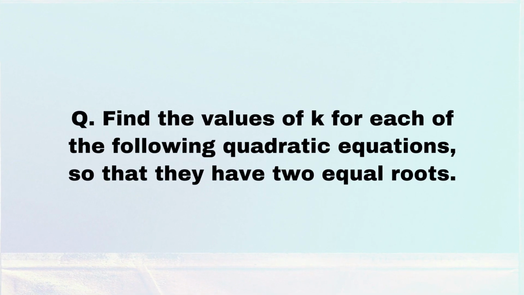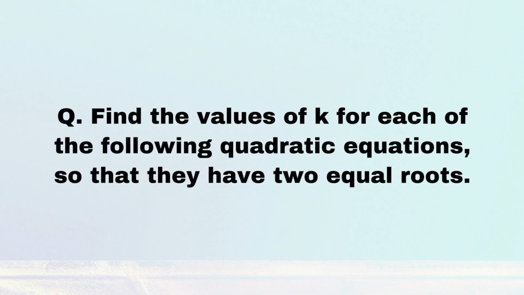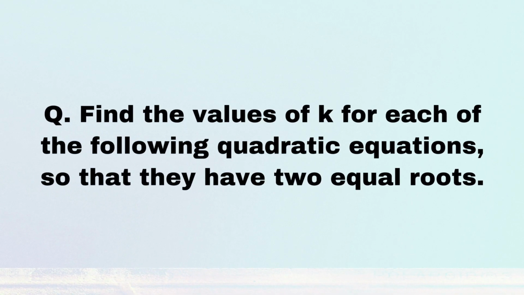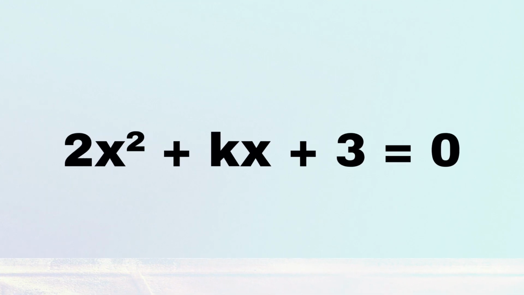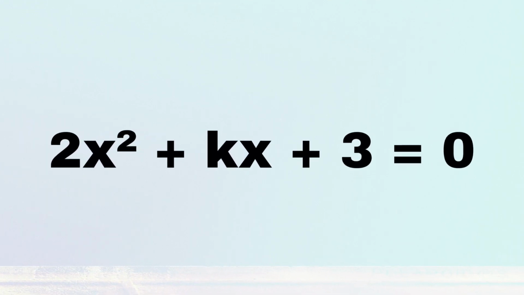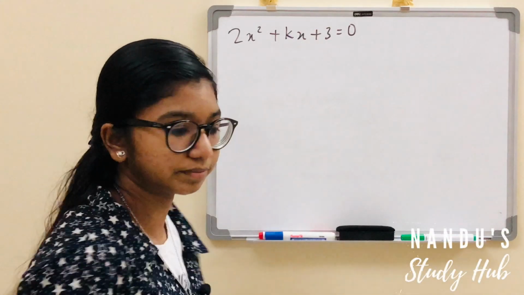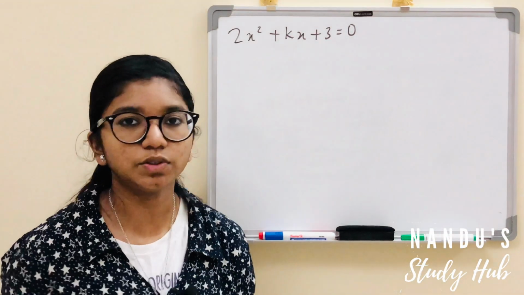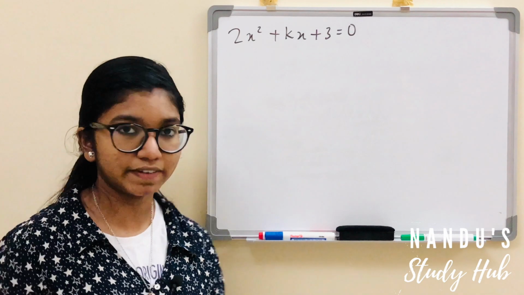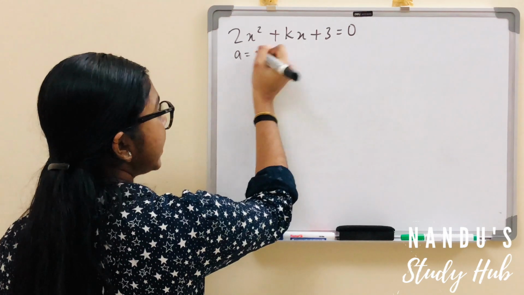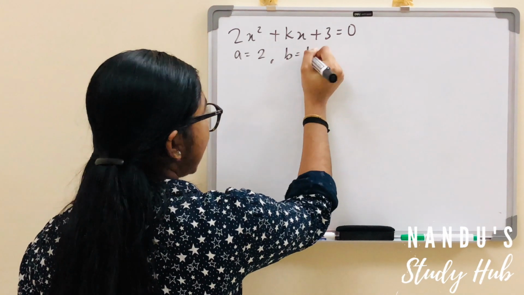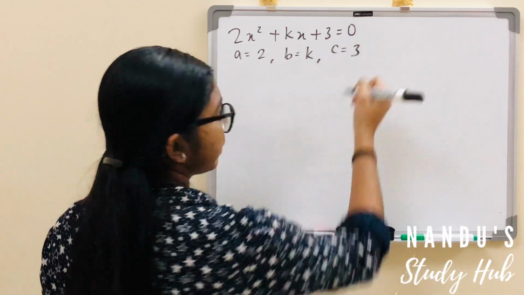So we'll do the second question now. Find the values of k for each of the following quadratic equations so that they have two equal roots. So my first question is 2x square plus kx plus 3 equals 0. This question we do just the same way as we did the previous question. First we have to find the a, b and c. So your a is 2, b is k, and c is 3.